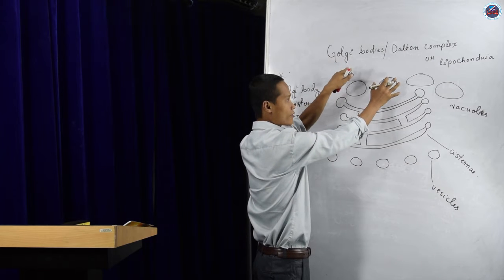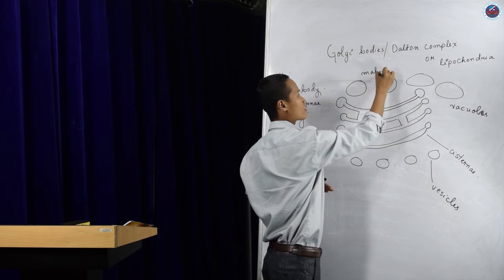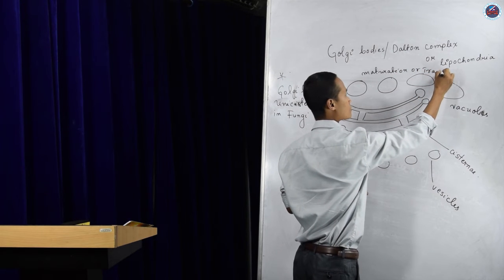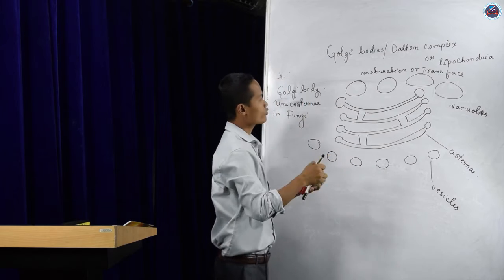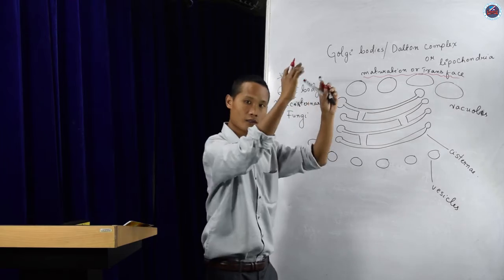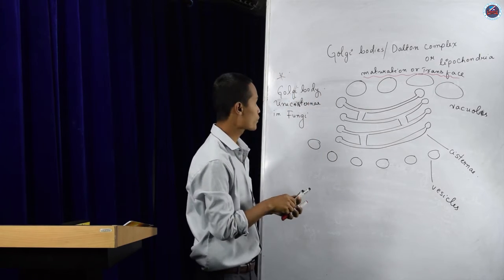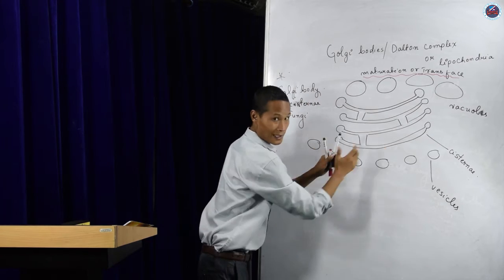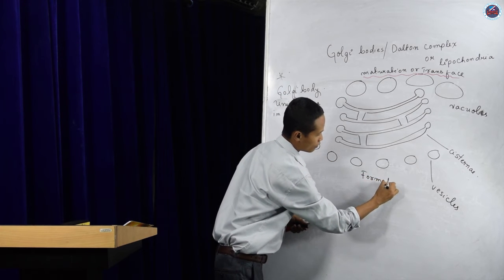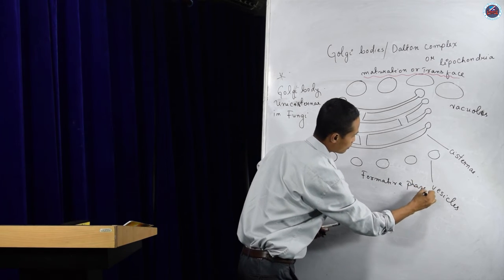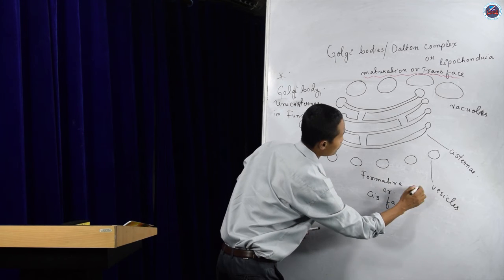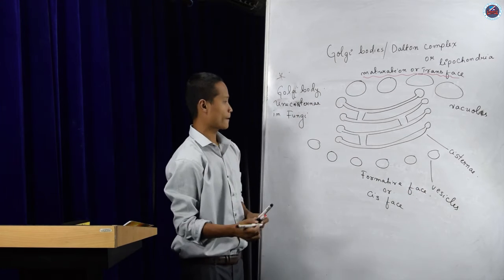Toward the concave side we call it the maturation or trans phase, towards the plasma membrane. Now this other side is said to be the convex side, and this is said to be the formative phase or cis phase.